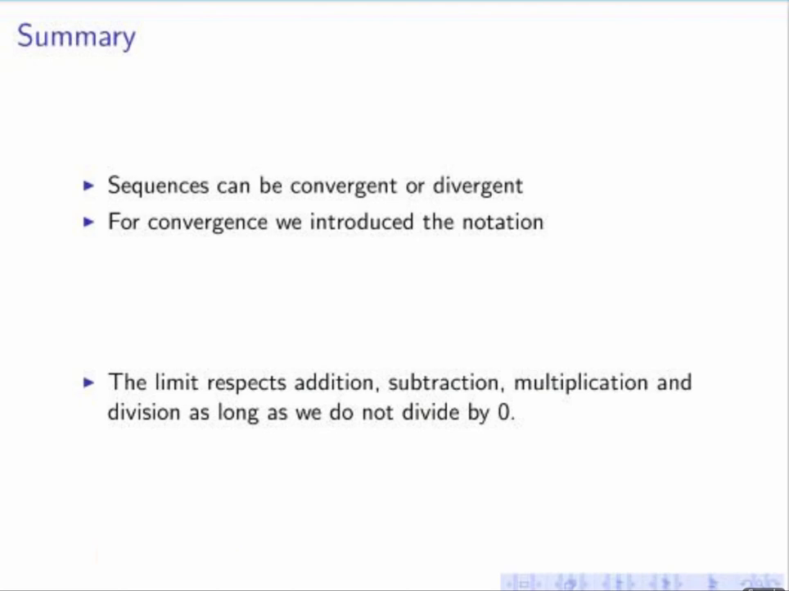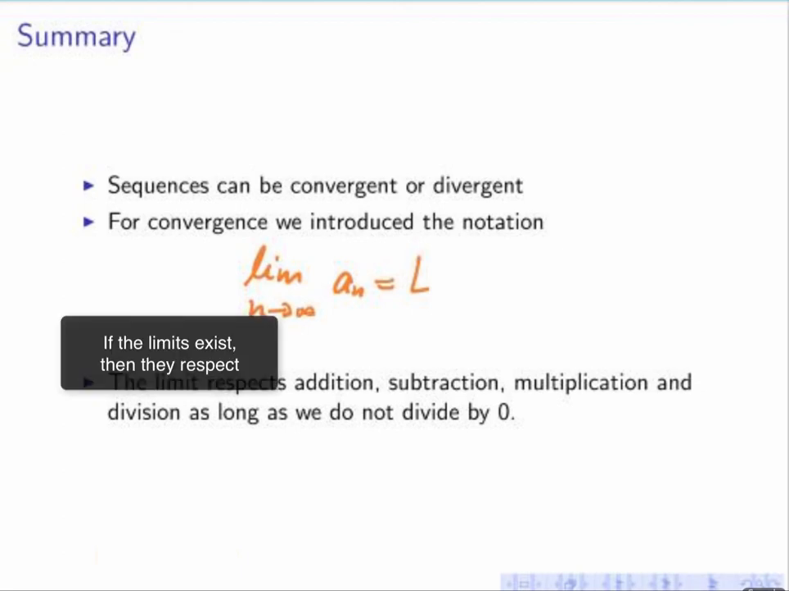Let me summarize. So sequences can be convergent or divergent. For convergence, we introduce the notation limit as n goes to infinity of a_n equals L. So we have a number L which gives the limit. The limit respects addition, subtraction, multiplication and division as long as we do not divide by 0.